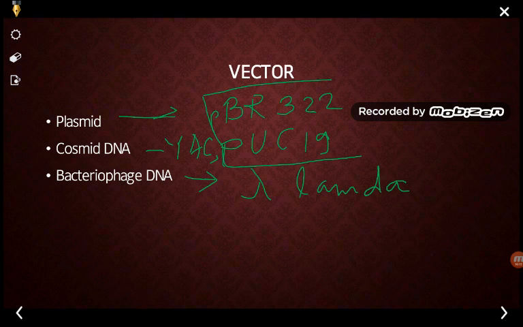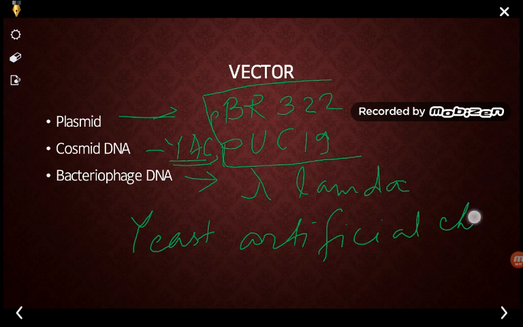We can say that PBR322 and PUC19 are the plasmid vectors. Cosmid vectors may be YAC. Normally शटल वेक्टर बोलते हैं हम. YAC stands for yeast artificial chromosomes, normally extracted from the yeast. And next are the bacteriophages, which include the lambda vectors.